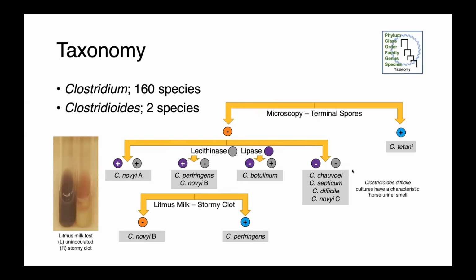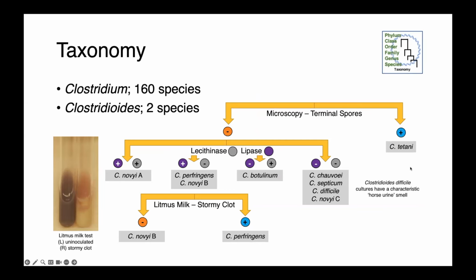In the genus Clostridium, we have 160 species. Clostridioides, which is a relatively newly defined genus, only includes 2 species, most importantly, Clostridioides difficile. So this used to be known as Clostridium difficile. We can differentiate these bacteria both morphologically and using a number of biochemical tests.